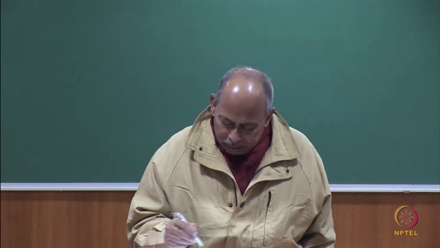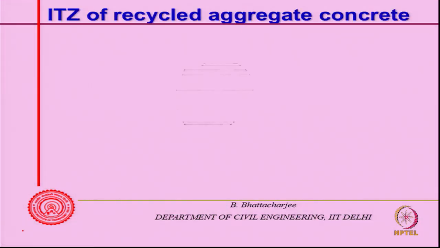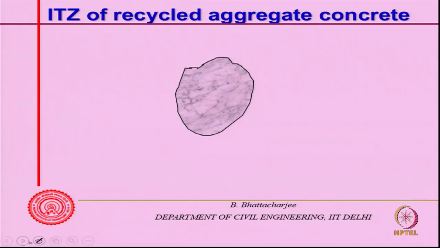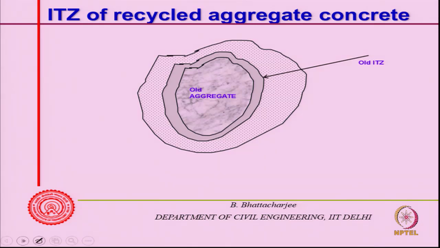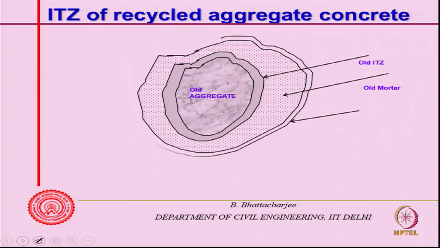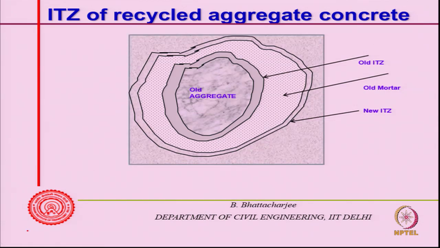What I am trying to say is, in this diagram, that is the original old aggregate, and that is its old ITZ. One would have tried to remove them as much as possible, but that involves cost, heating, etcetera. But even if you removed it fully, you may not be able to remove everything. So this is the old ITZ. Now the new mortar comes in: this is your new mortar adhering to the old mortar, new ITZ will come here, and you will have new mortar in its surrounding.